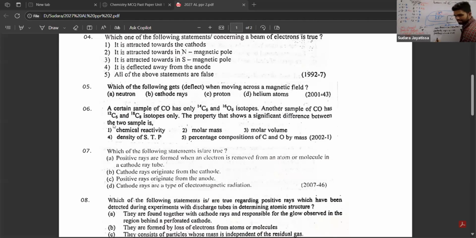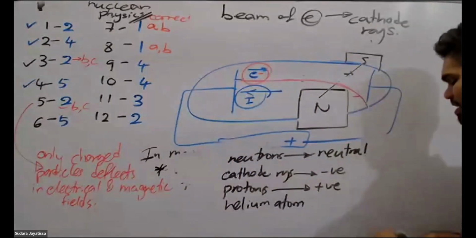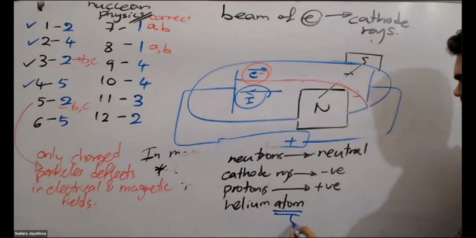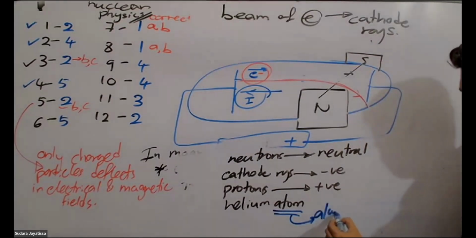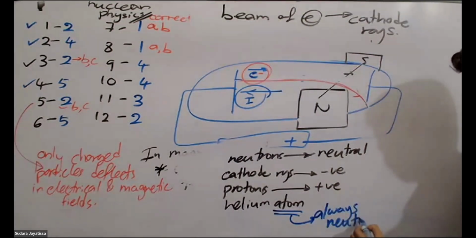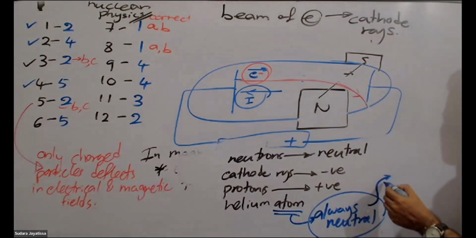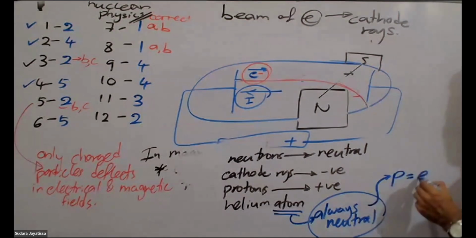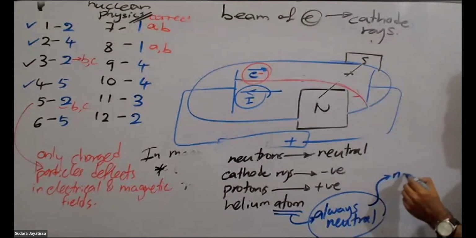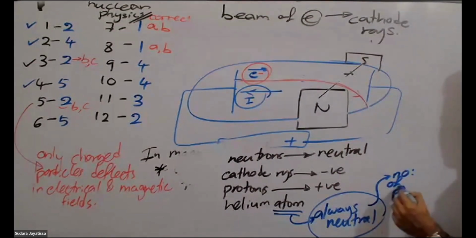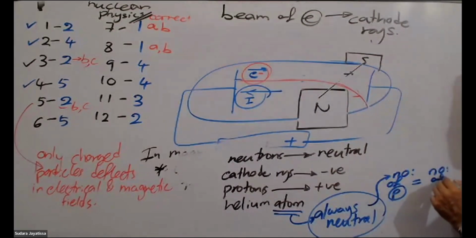And finally you have the helium atom. Any atom, it may be a different element, it may not be helium, is always neutral. Basically any atom is a neutral one, therefore it will not be deflecting. Why are atoms neutral? Because the number of protons and the number of electrons are equal.